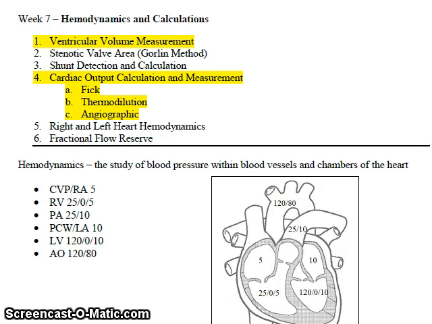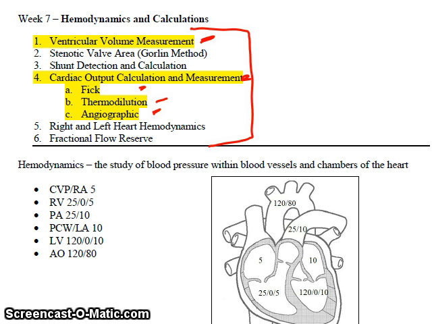Welcome to week 7, where we will begin tackling hemodynamics and calculations. What I have listed here comes from the ARRT content specifications, and so this is everything that could be on the registry. What we are going to talk about this week are just the things that I have highlighted, and we will talk about the other items in a future week.